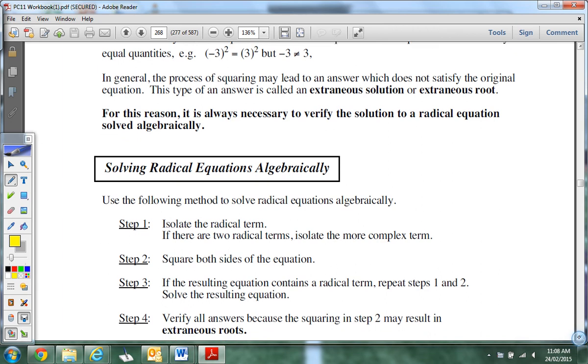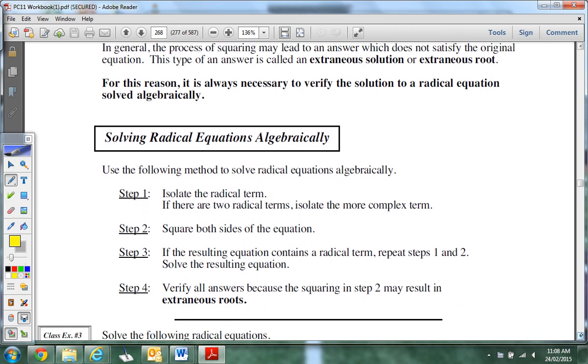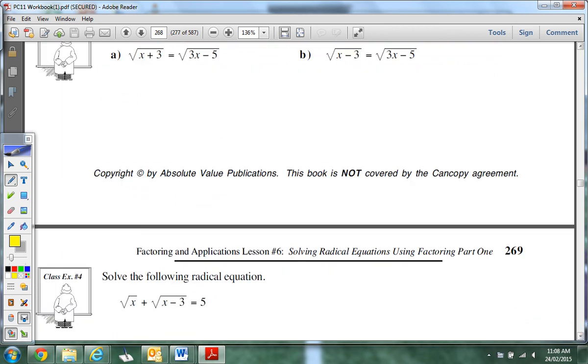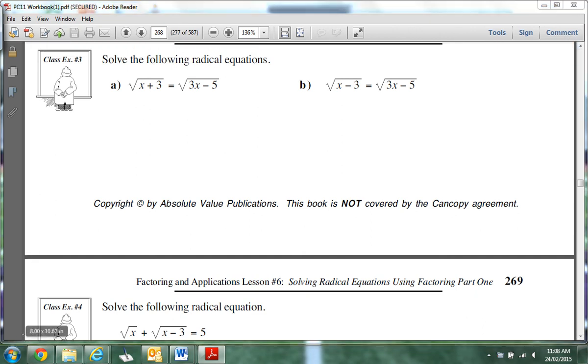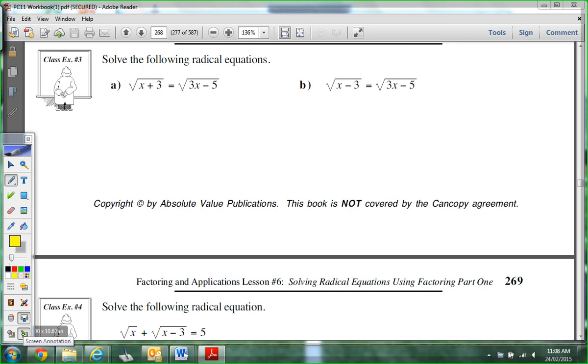These are steps of solving. So always can use those steps. Okay? All right, so example 3 here. Solve the radical equations. Well, this is nice because both sides have radicals. So what would you think would be a nice, easy step that could make things a lot easier? Square both sides, exactly. Square, square. X plus 3 equals 3x minus 5.